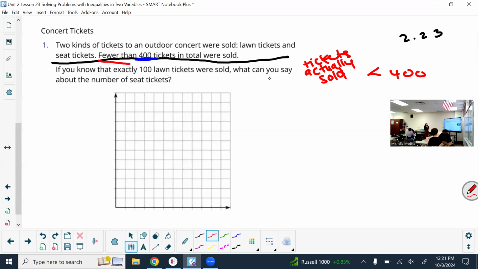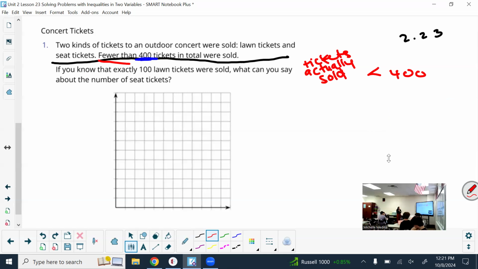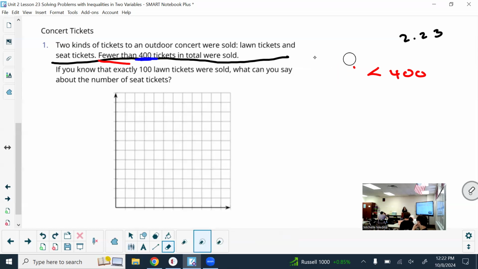Now we need an expression for what the tickets were that we actually sold. So you read your sentence. It says two kinds of tickets to an outdoor concert were sold, lawn tickets and seat tickets. Fewer than 400 tickets in total were sold. So table 8, what expression can I write for the tickets that were actually sold? Okay, we can add them. And do we know how much of each?